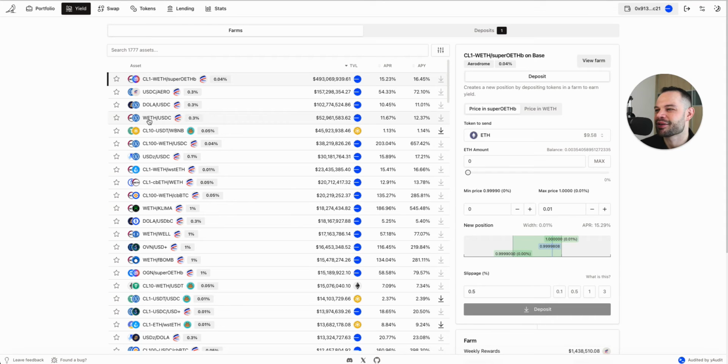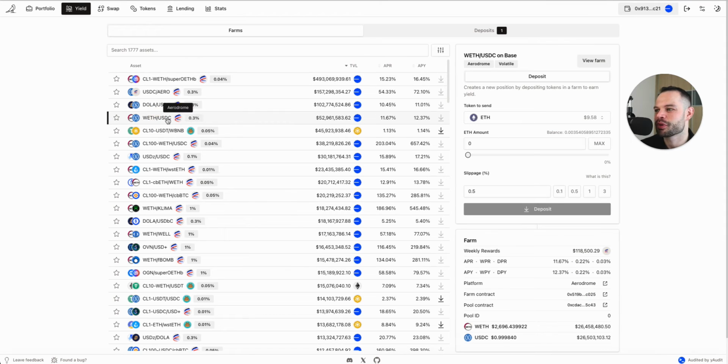So we could take a look at this WETH USDC pool, and you'll notice that when the pool name does not have a CL10 or CL100 before it, that means that it is a full range pool. Okay, so this WETH USDC pool at the 0.3% fee tier, we can add liquidity to this pool. There's already $52 million of liquidity in here. But if we supply liquidity into this pool, we can earn about 11.67% APR.